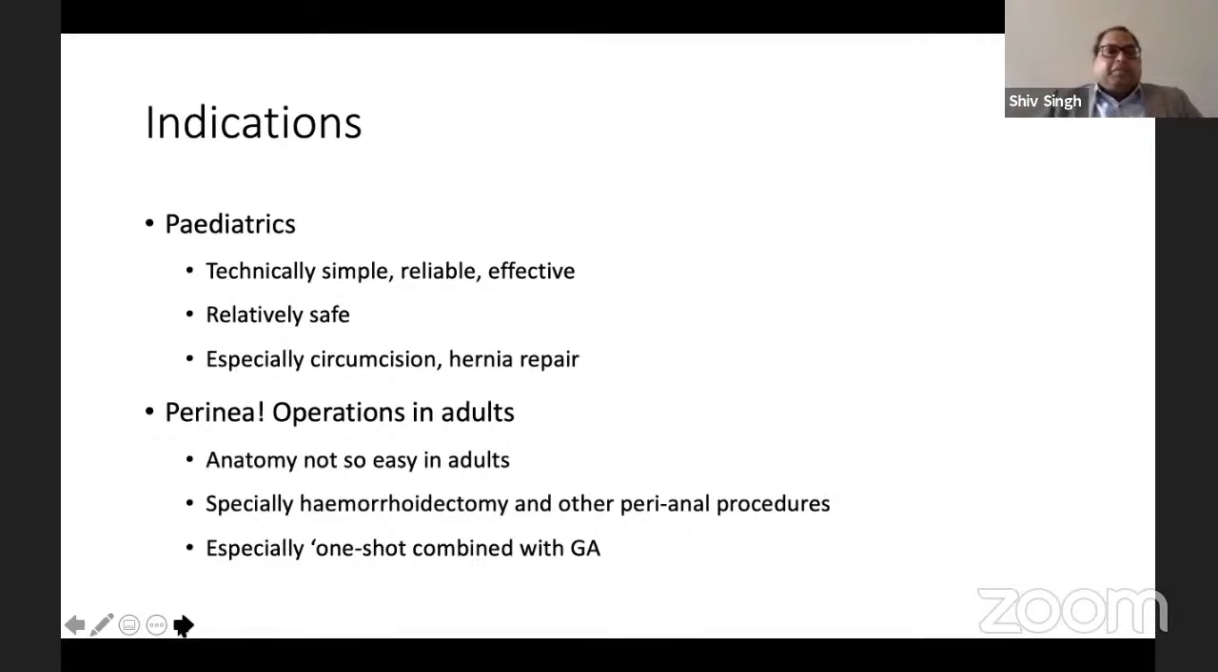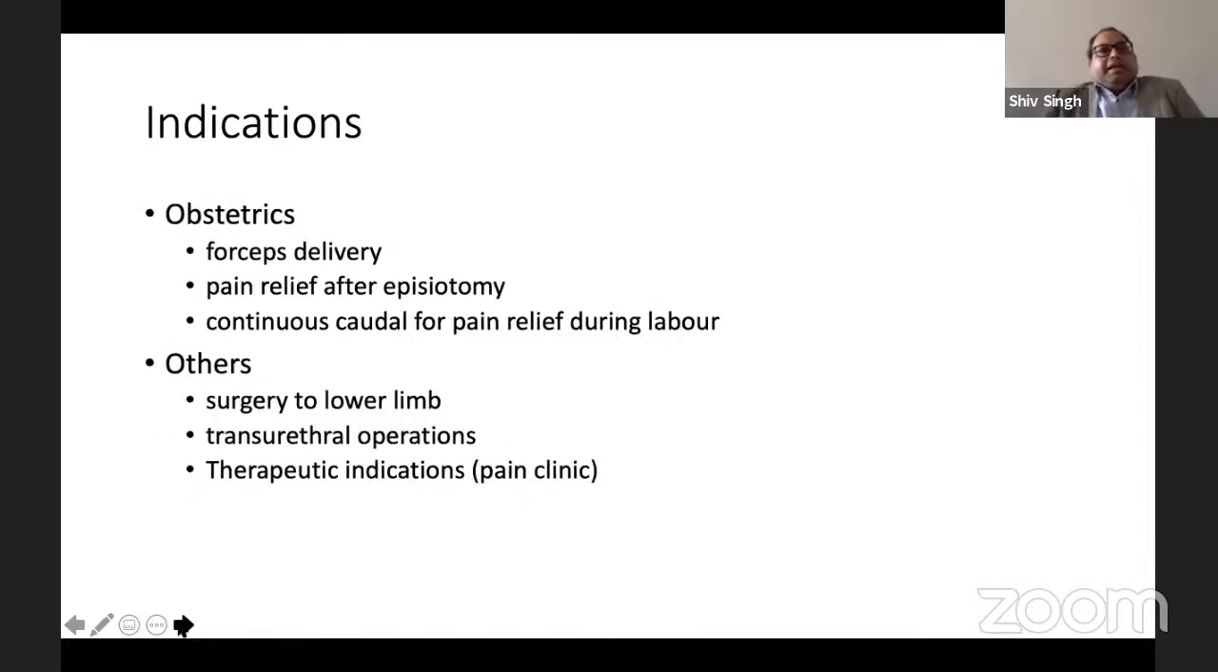In adults, it can be used for perineal operations. I was explaining anatomy is not easy, but it's used for hemorrhoids and other perianal procedures, and is usually used as a single shot combined with GA in adults. It can be used in obstetrics for forceps delivery. It can be used for pain relief after episiotomy. It can also be used for pain relief during labor, especially in the last stage when patients have a lot of pressure.